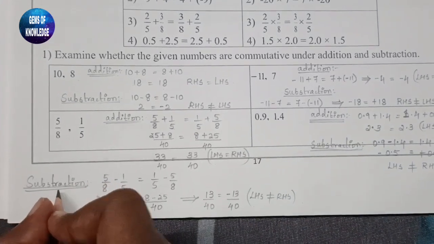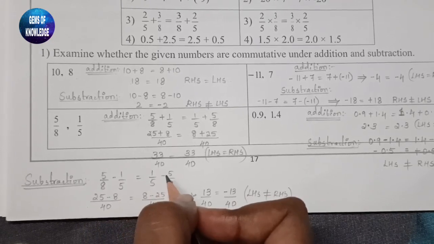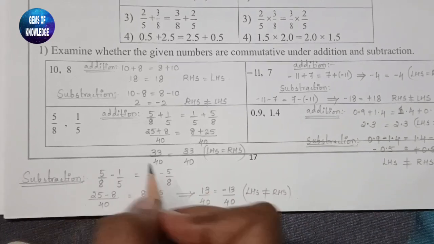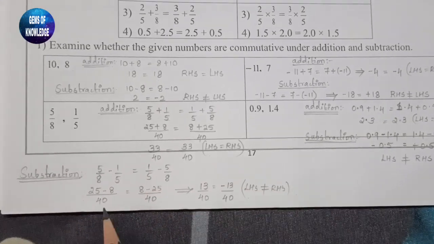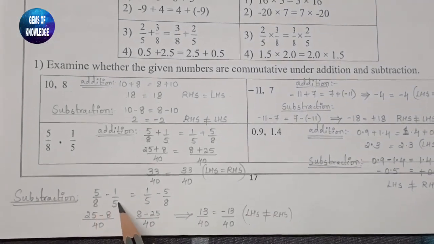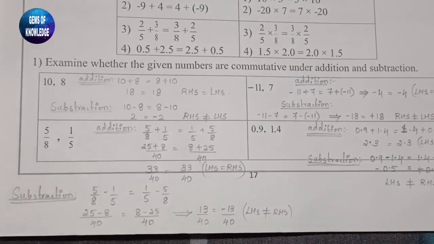Whereas in case of subtraction, 5 by 8 minus 1 by 5 and 1 by 5 minus 5 by 8. You only have to interchange: A minus B is equal to B minus A. Here the denominator will be the same, that is 5 8s are 40, 5 8s are 40 and 8 5s are 40.